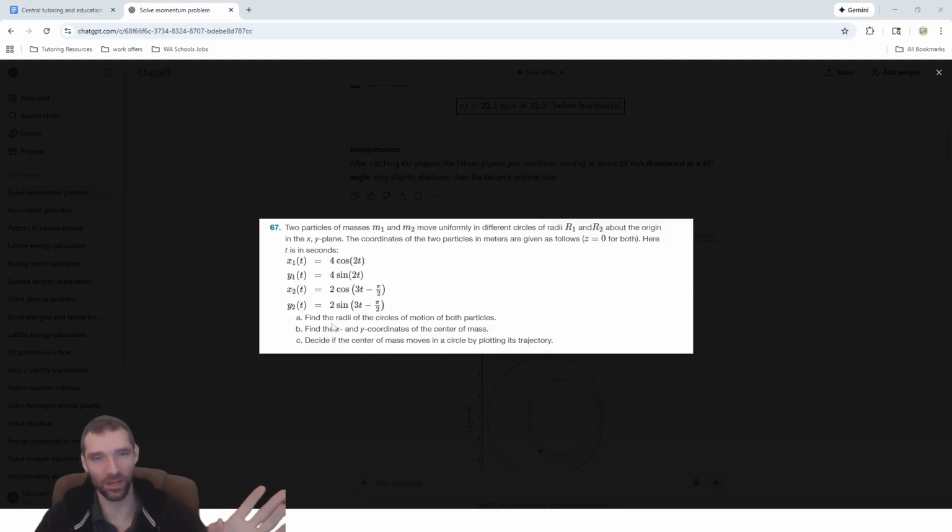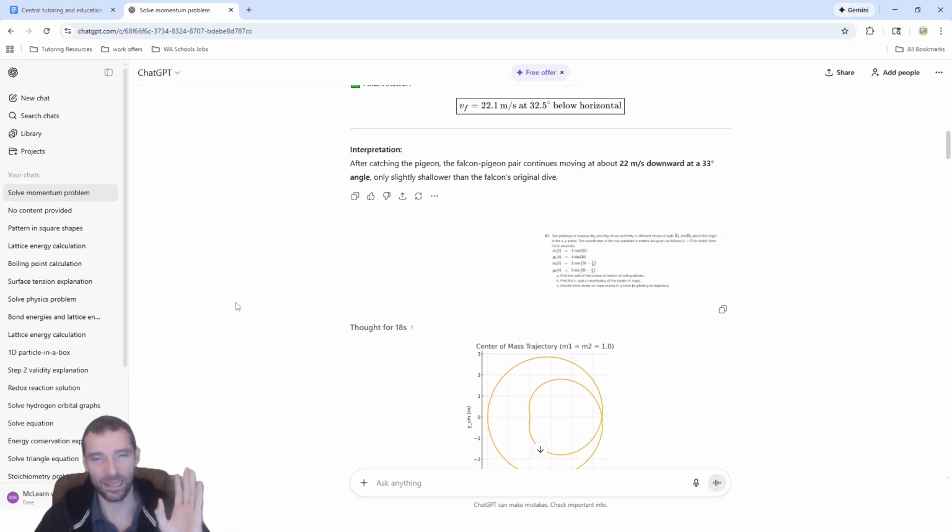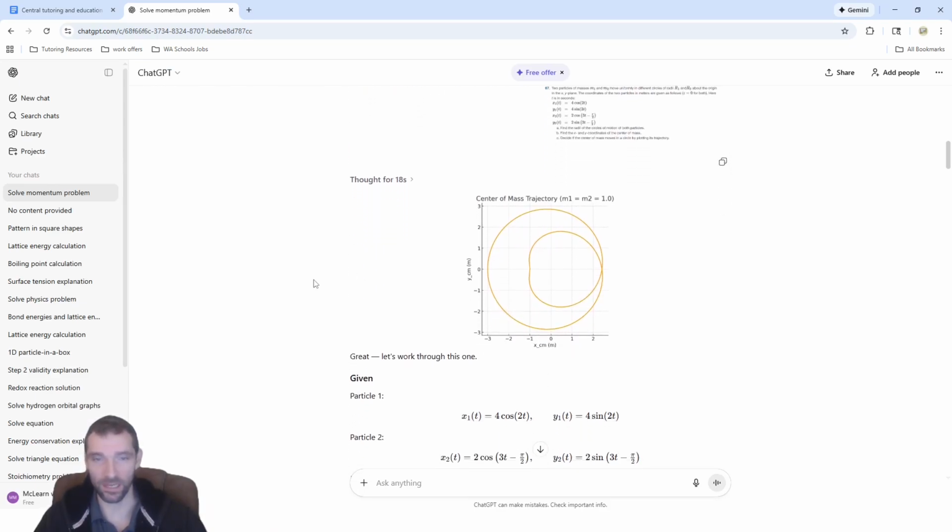I assumed it was correct, and so when I actually did this question the first time, I thought that ChatGPT got it wrong. So it did actually plot out the trajectory of this object, and it is not circular, though the key said that it was.